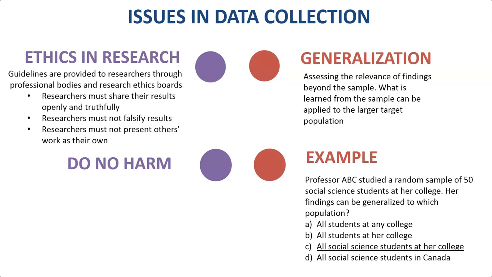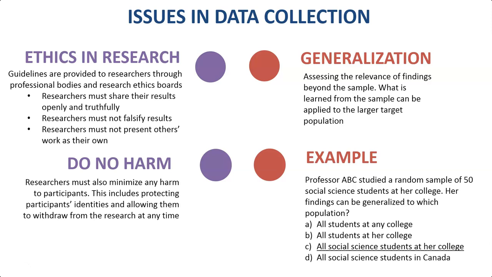Other issues in data collection include ethics. They are the guidelines that are provided to researchers through professional bodies and research ethic boards. Researchers must share the results openly and truthfully. They are not allowed to falsify results, and they must not present others' work as their own. They are also bound by a promise to do no harm to participants in their studies. This includes protecting participants' identities and allowing them to withdraw from the research at any time. We will more fully explore all of the ethical considerations in human research in our next video.